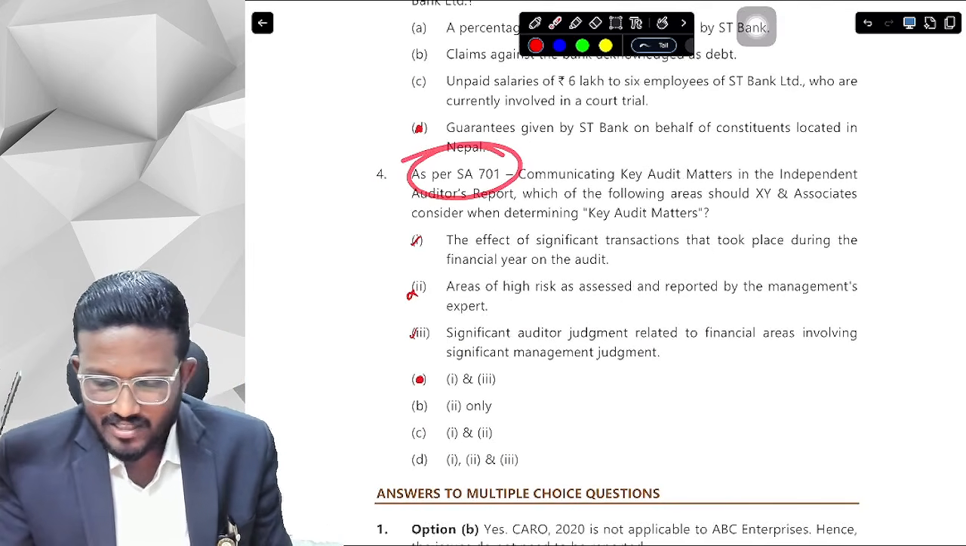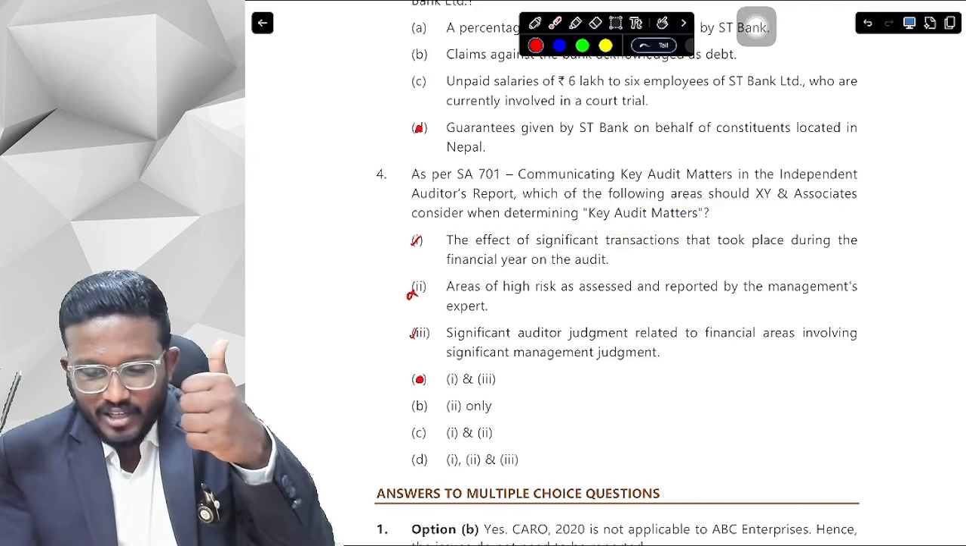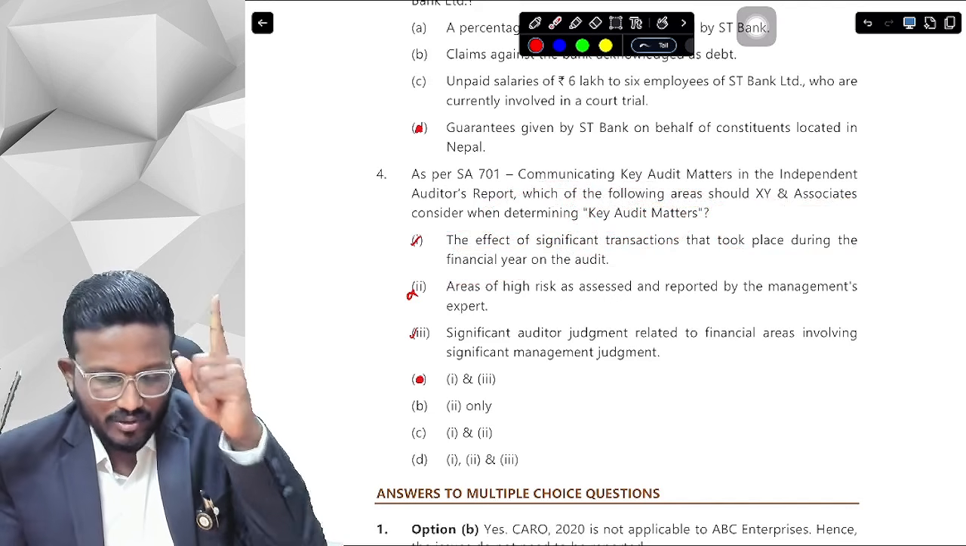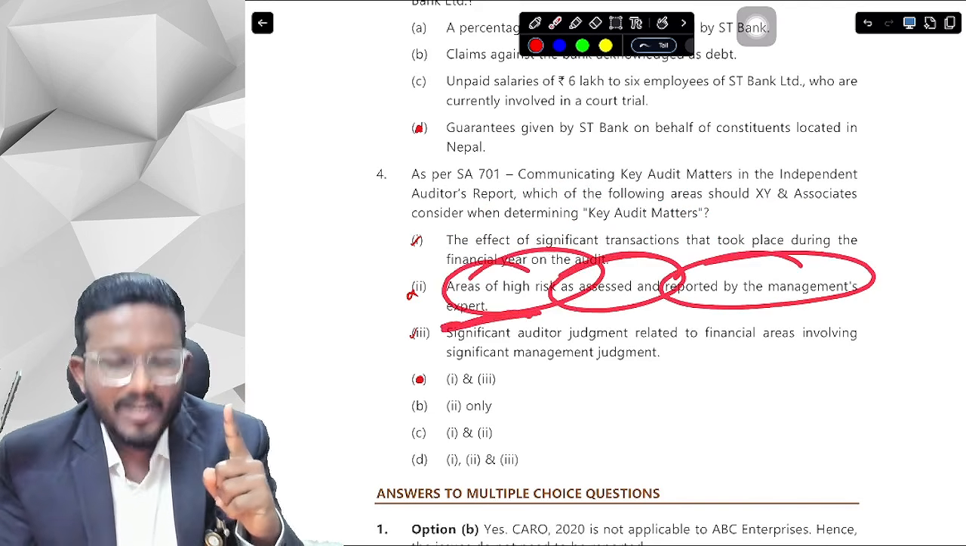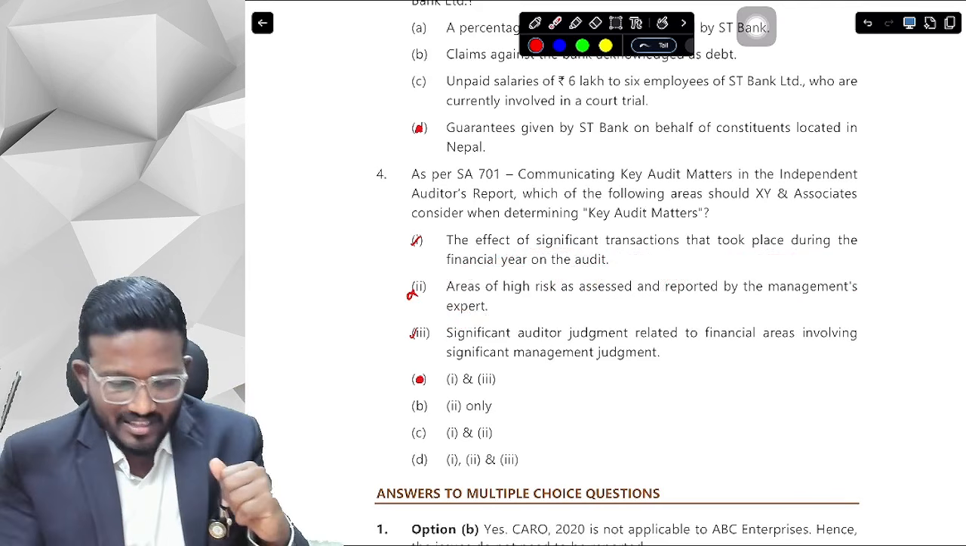Next, as per SA 701, what are the matters that are used in determining the key audit matter? First is the effect of significant transactions that took place during the year. Obviously significant transaction is used, so the first one is correct. Next, areas of higher assessed risk are reported by management experts. No sir, areas of higher risk reported by the auditor. Okay, so this is not used.